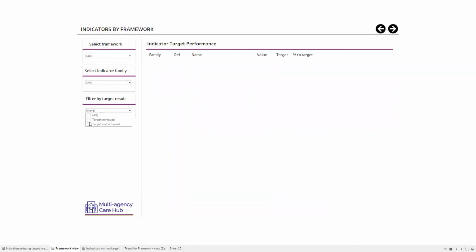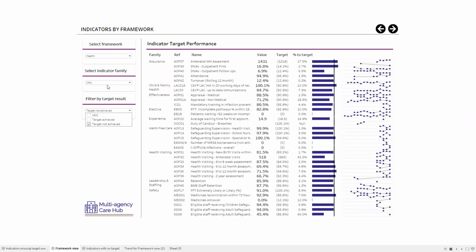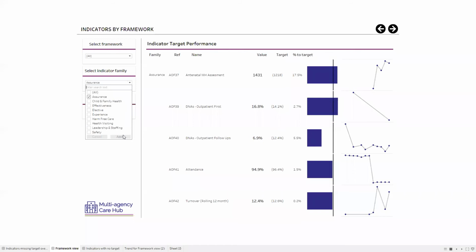we're going to allow people to say, well, let's only look at the ones we've not achieved, and let's maybe just look at one of these families at once. Let's look at assurance only, so that we've got a manageable amount of information to talk about. Adding this interactivity in is native functionality in a data visualization tool like Tableau.